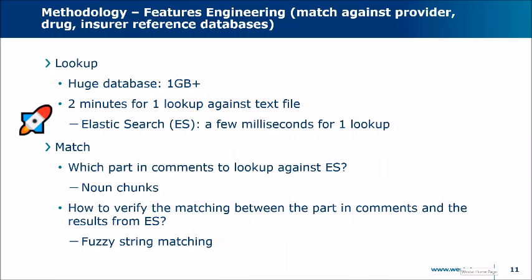The second problem we have to solve is matching. The provider, drug, and insurance are often written in different ways in the original comments and in the reference database. So we have to come up with an approach to first identify which parts of the comments to look up through Elasticsearch. Obviously, we don't want to pass every single word in the sentence to the lookup because it's unnecessary and inefficient. So we decided to detect the noun chunks from the comment, because by nature, provider, drug, and insurer names are nouns in the sentences.